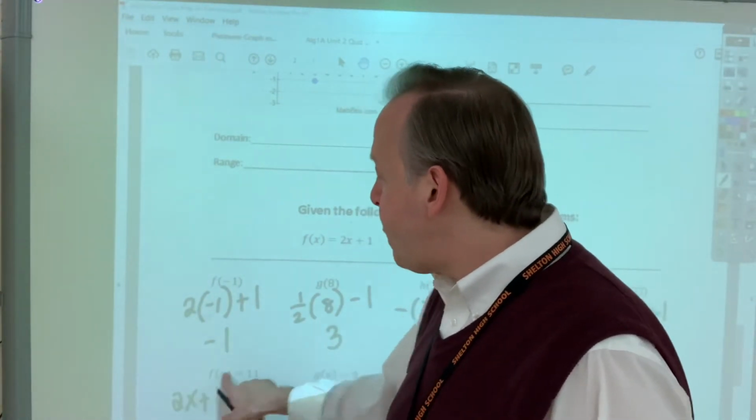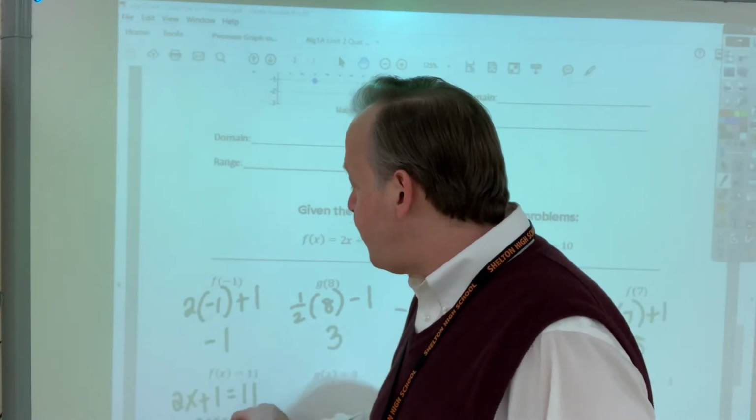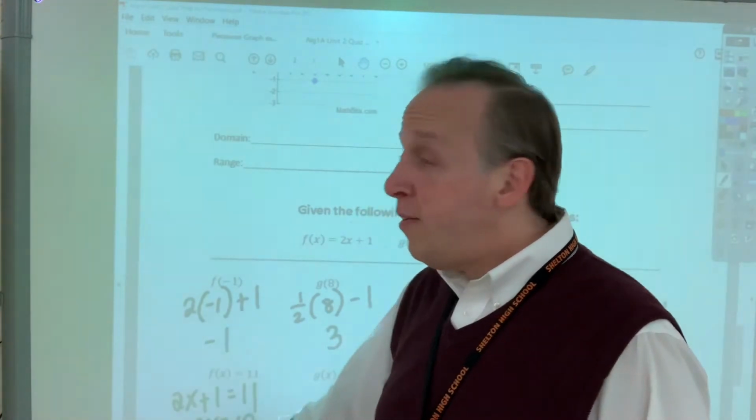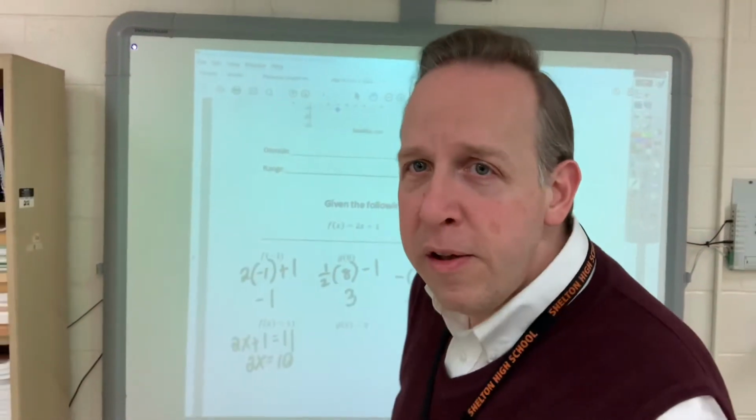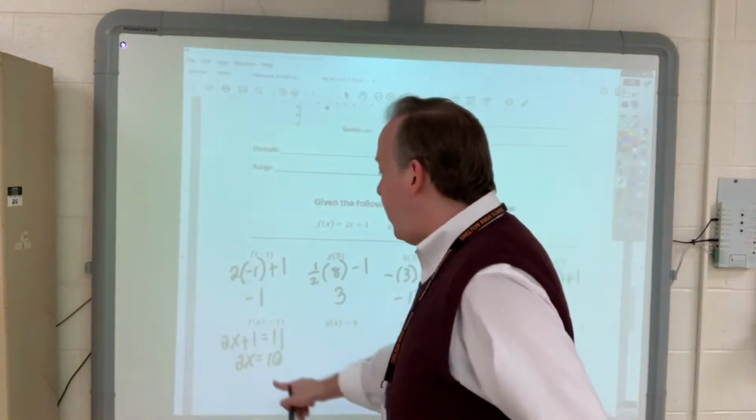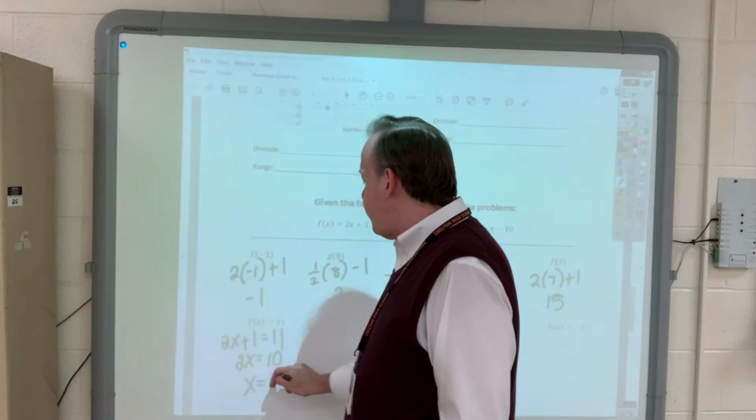Subtract 1 from both sides. 2x equals 10. Divide both sides by 2. I'm going to move the camera back so you can see a little bit better. Okay, so divide both sides by 2, and x equals 5.